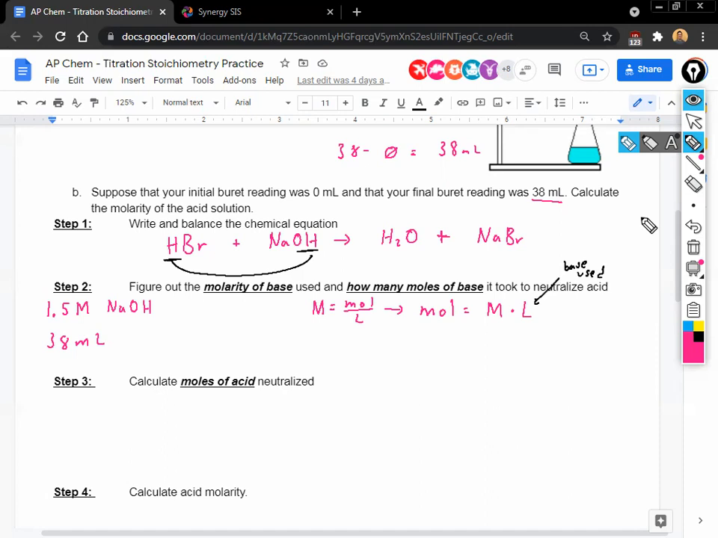All right, so take another 30 seconds, figure out the moles, and that'll give you the moles of base that you added.